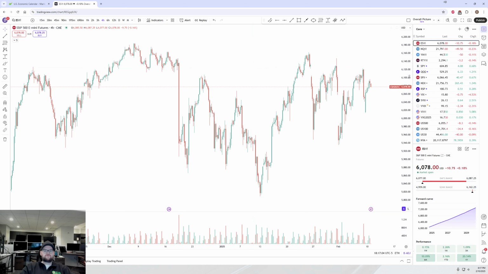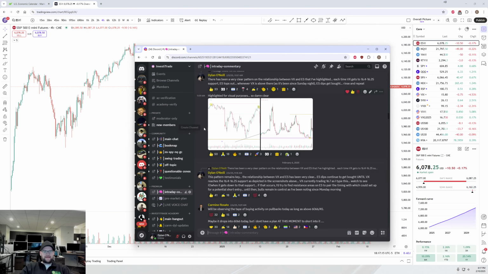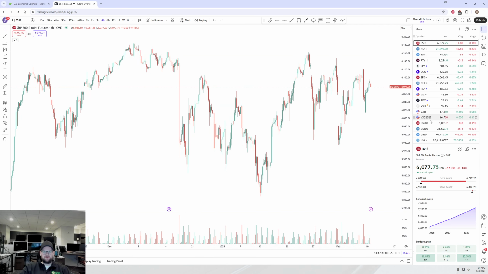There's a very clear pattern that I have noticed in regards to the S&P and the VIX. I shared this with my Discord last week, and I just want to show you guys this. I said last Wednesday, there has been a very clear pattern on the relationship between VIX and ES. Each time VIX gets to 16.4 to 16.25 support, ES tops out. Whenever VIX is above there, ES dips get bought, right? Rinse and repeat. So let's show you what I'm talking about.